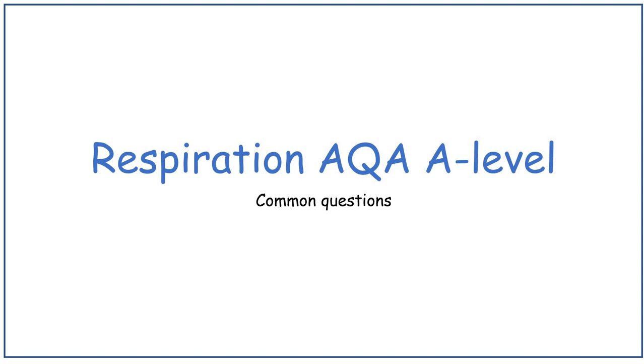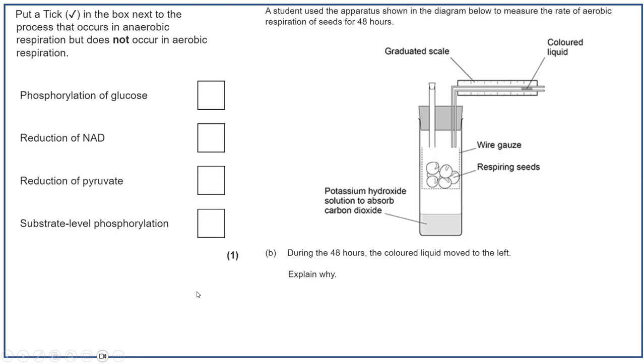Common questions on the respiration topic in A-level biology AQA. So put a tick in the box next to the process that occurs in anaerobic respiration but does not occur in aerobic respiration. So, reduction of pyruvate.